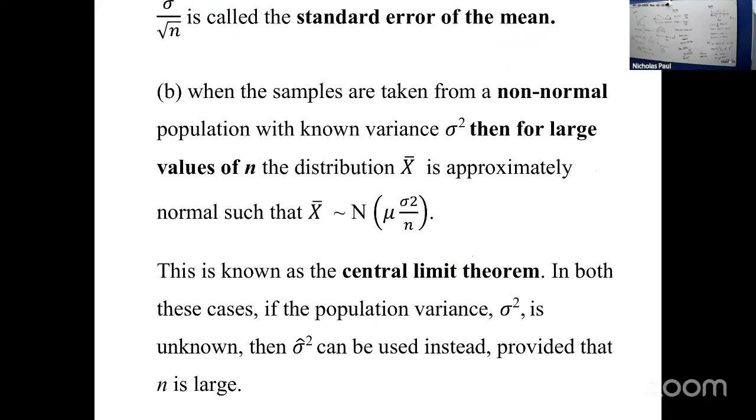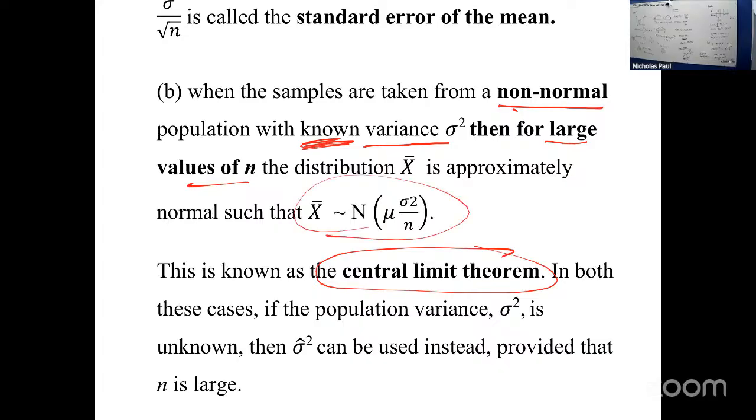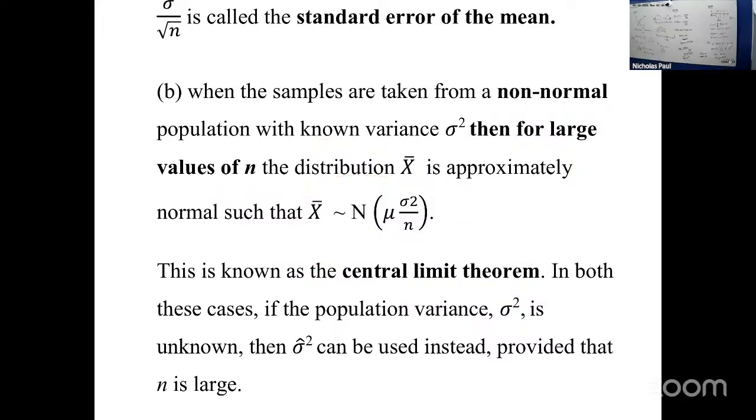Whenever something is not normal, and you have a known variance, and n is large, we use the central limit theorem. We use the central limit theorem, and now we can approximate it to a normal. So you don't have to be normal once the variance is known and the sample size is large. We use the central limit theorem.